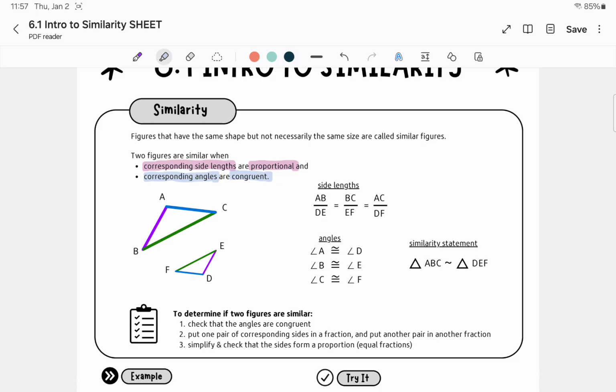Also, the angles have to be congruent. And then the similarity statement is just saying that triangle ABC is similar to triangle DEF, and that symbol is just a little squiggly. No equal sign under the squiggly, that was congruent, just a squiggly.